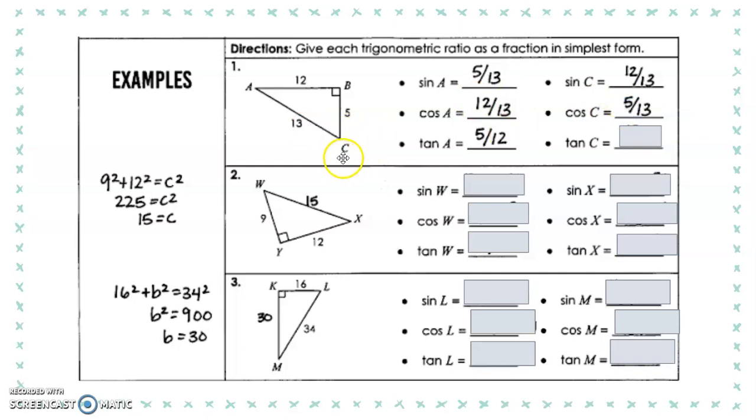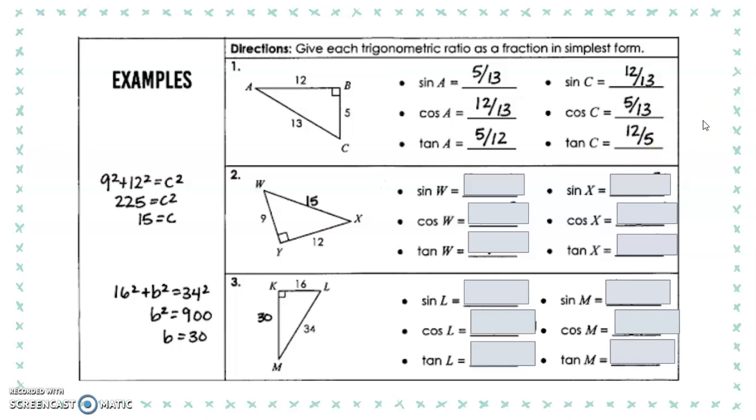Lastly, I'm going to look at the tangent of C. Tangent is opposite over adjacent. Opposite is 12, adjacent is 5. I write it together as a fraction. Number 2 and 3 are going to be done the same way.